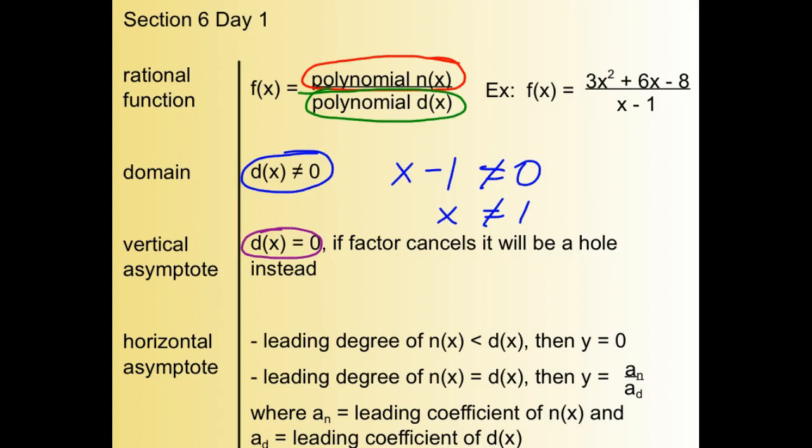Looking back at our example rational function, the numerator does not factor. There's nothing that multiplies to negative 24 and adds to 6. So we would have an asymptote at x equals 1. That would be the equation of the asymptote for our example rational function.